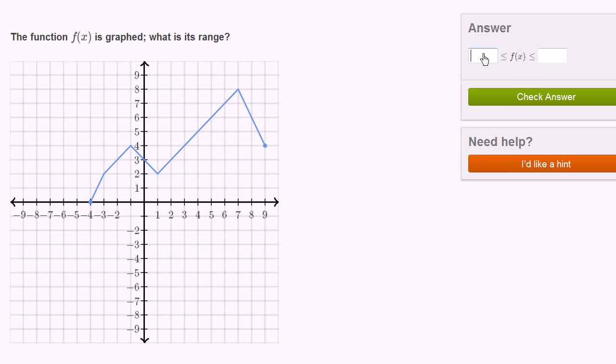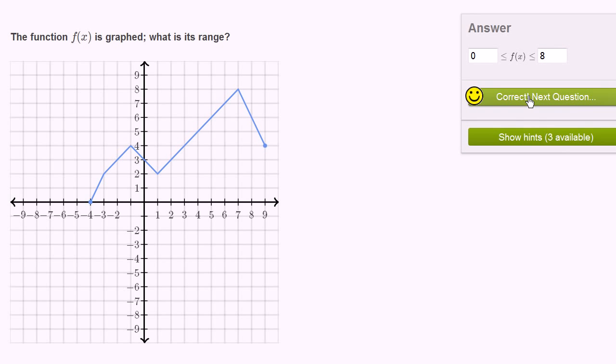So f of x, so 0 is less than or equal to f of x. It does equal 0 right over here. F of -4 is 0. And then the highest y value, or the highest value that f of x obtains in this function definition is 8. F of 7 is 8. It never gets above 8, but it does equal 8 right over here at when x is equal to 7. So 0 is less than or equal to f of x, which is less than or equal to 8. So that's its range. Let's do a few more.